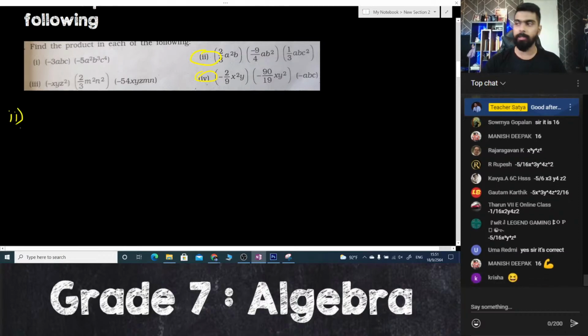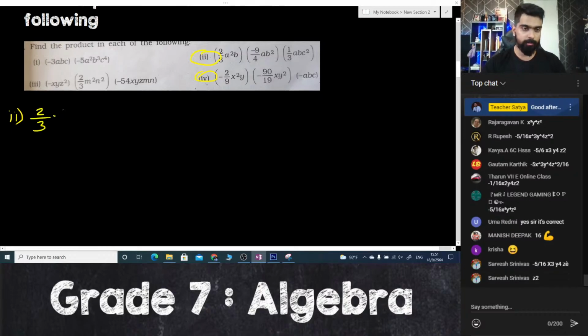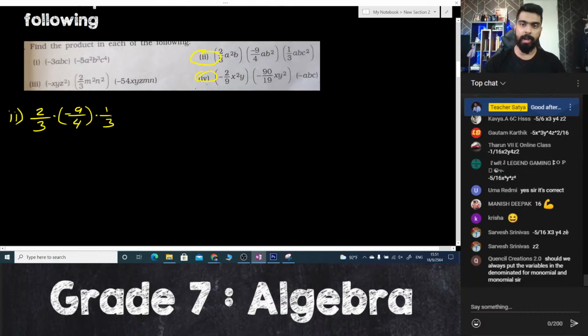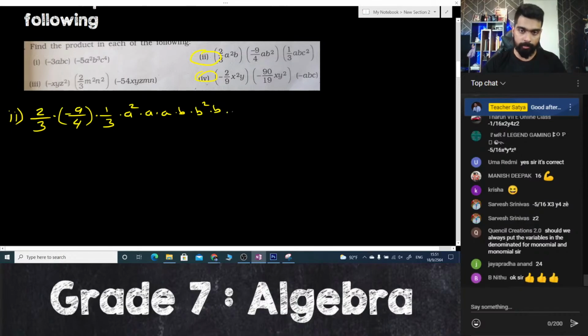So question number 2. Question number 2. Very good, guys. If you got it correct, very good. So what do we have here, boys and girls? We have 2 over 3 multiplied with negative 9 over 4, right? Multiplied with 1 over 3, right guys? 1 over 3. And now we are going to multiply the variables. So we have a square times a times a, and then we have b multiplied with b square multiplied with b, right guys? And then we just have a single c square. That's it. It's all alone by itself. C square is all alone by itself.